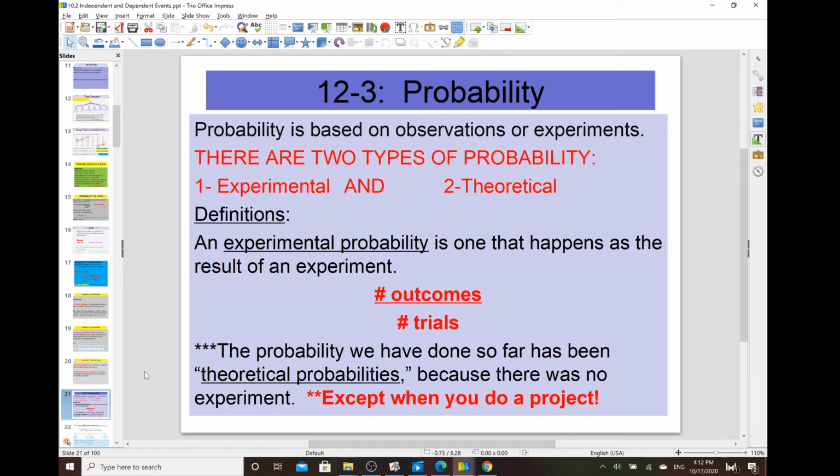And also probability, we do have 2 different types of probability. One is called the experimental, and the other one is called the theoretical. An experimental probability is one that happens as the result of an experiment. So it's always the number of outcomes over the number of trials. And the probability we have done so far has been theoretical because there is no experiment. So there's no experiment, so it's always considered theoretical.